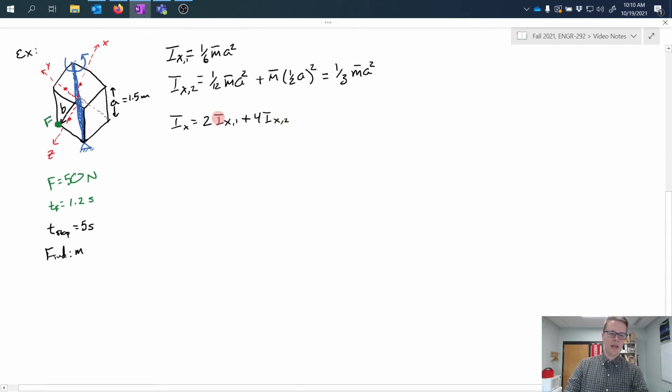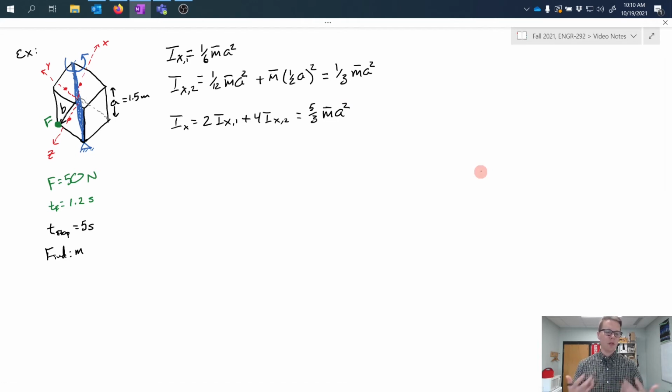So if I add 2 times this and 4 times this, I get 1/3 plus 4/3, so I get 5/3 m a squared. All right, so I've got this now, the mass moment of inertia in terms of the side lengths.